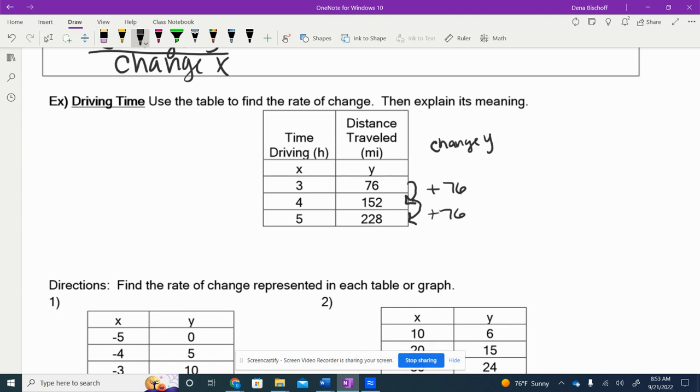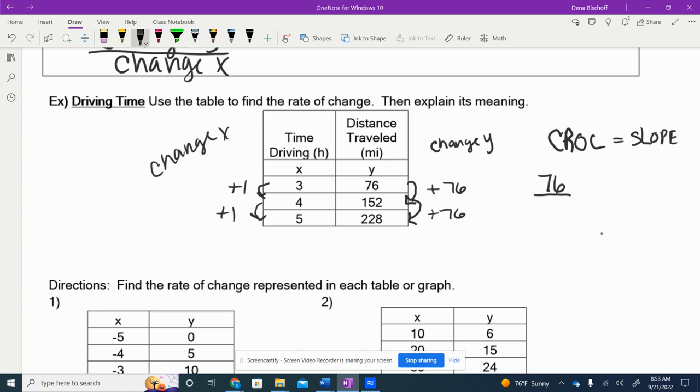in y. Now let's find the change in x. Well, to go from 3 to 4, I added 1. And to go from 4 to 5, I added 1. This is my change in x. To find my constant rate of change, CROC, which is the same thing as slope, I take the change in y, 76, and write it over the change in x, which is 1.